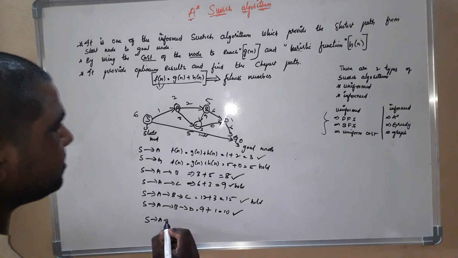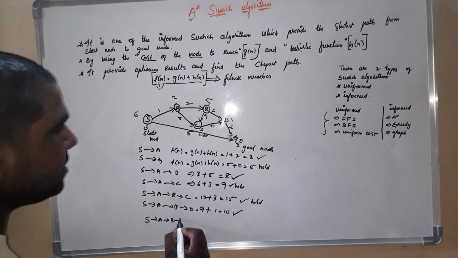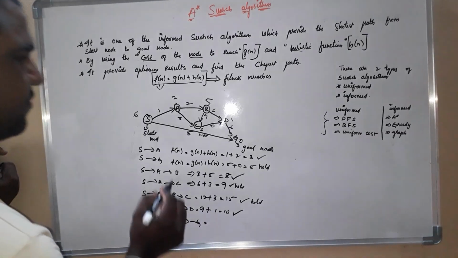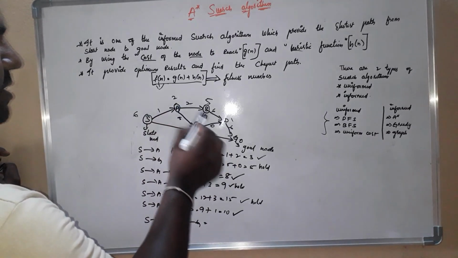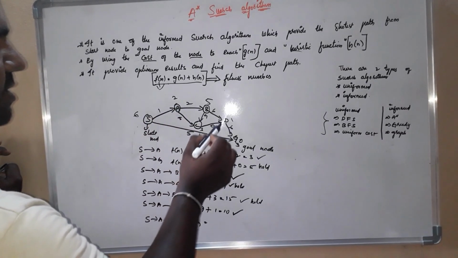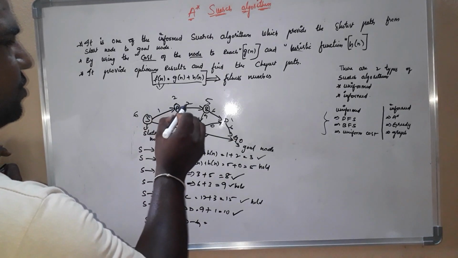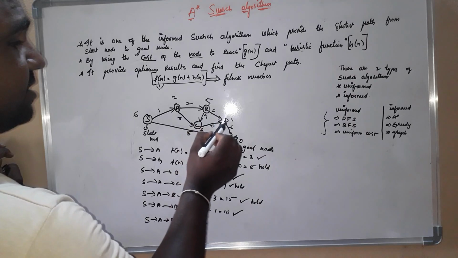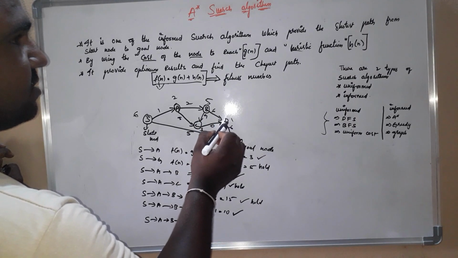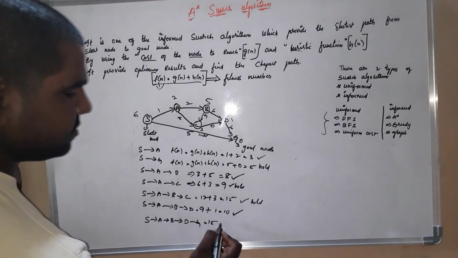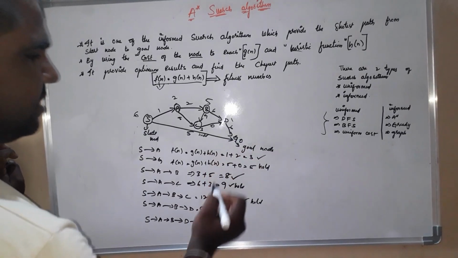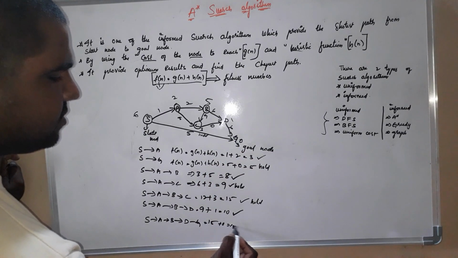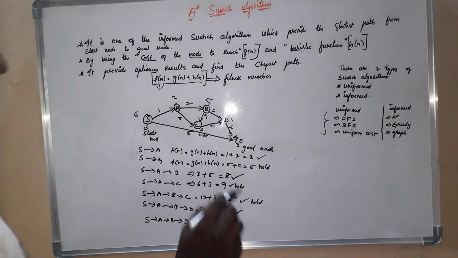SABD and G. That is g of n. SABD and G, 2, 3, 4, 5, 6, 7, 8, 9, 10, 11, 12, 13, 14, 15. 15, and the heuristic function of G is 0, plus 0. That is 15.